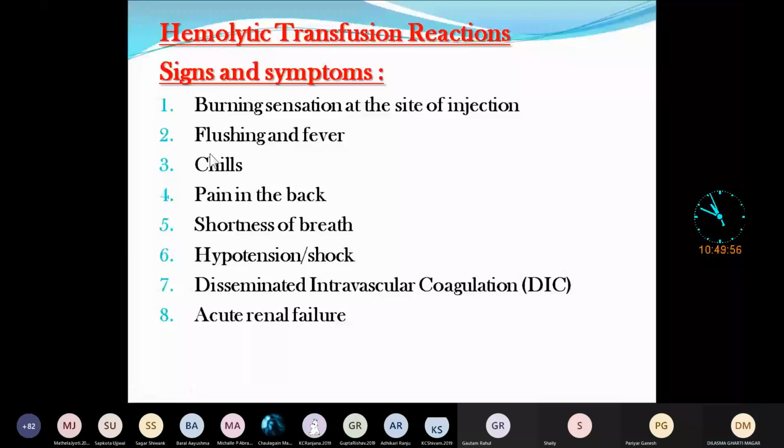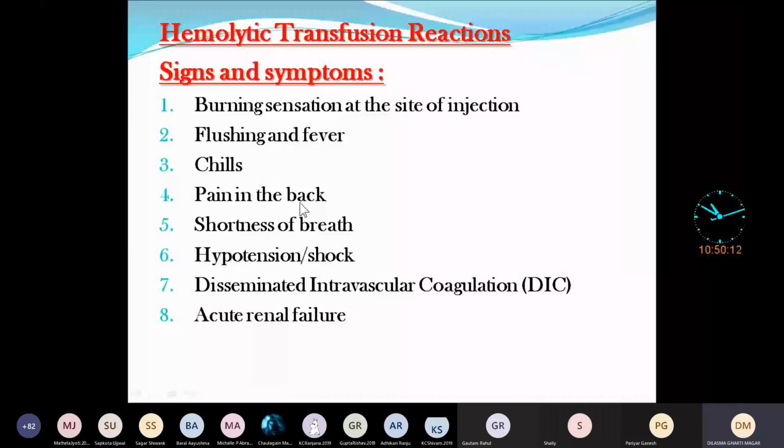So flushing also will be there. In the face, reddishness will be there, and then it may spread to the other areas also. And then the chills. So the patient will say that he or she is feeling cold, and pain in the back. They will also complain of back pain, and they can also say shortness of breath.